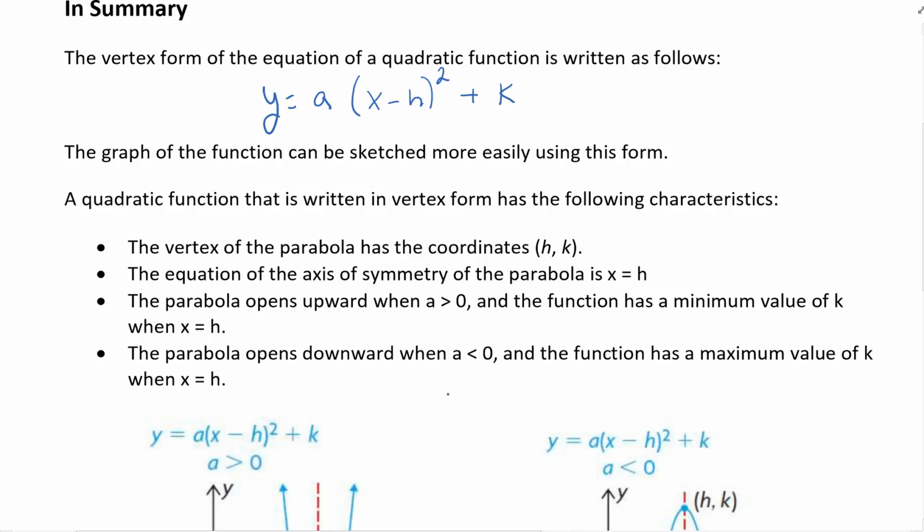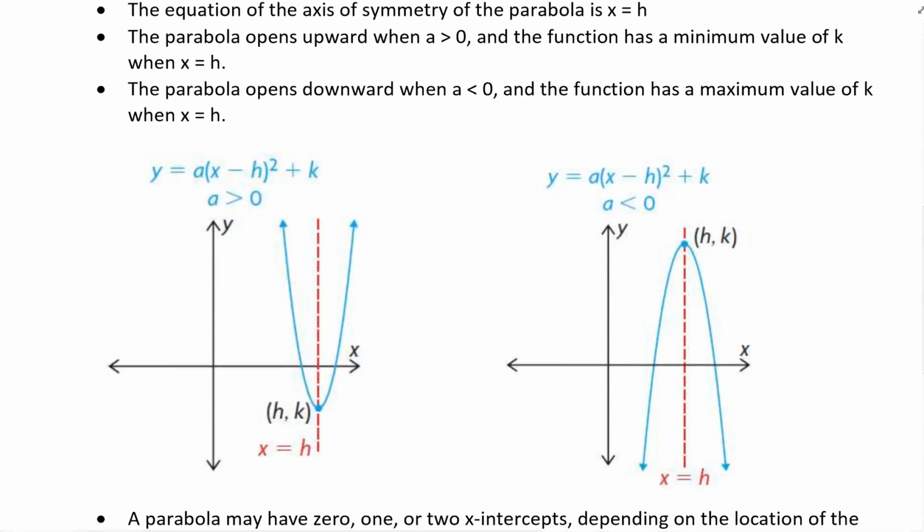All right, so if we look at our graphs here, they've actually drawn that out for us, which is really nice to see. We've got our vertex here at (h, k), right? When x is equal to h, you can get your minimum or your maximum out, and your axis of symmetry is going through that h value.